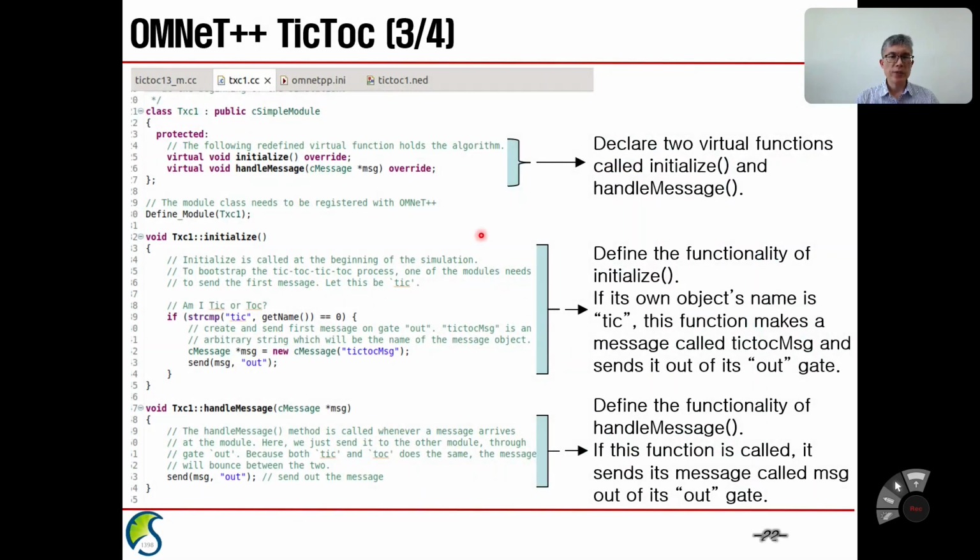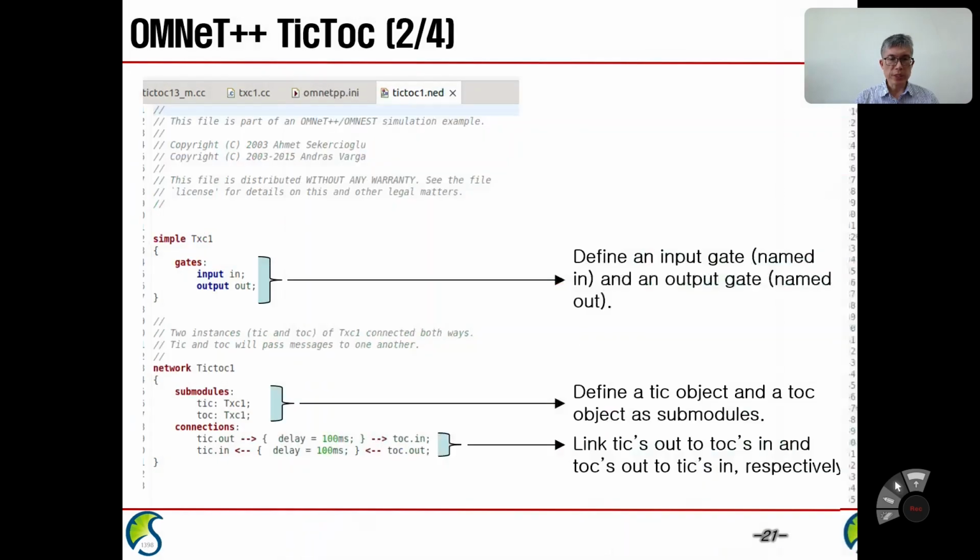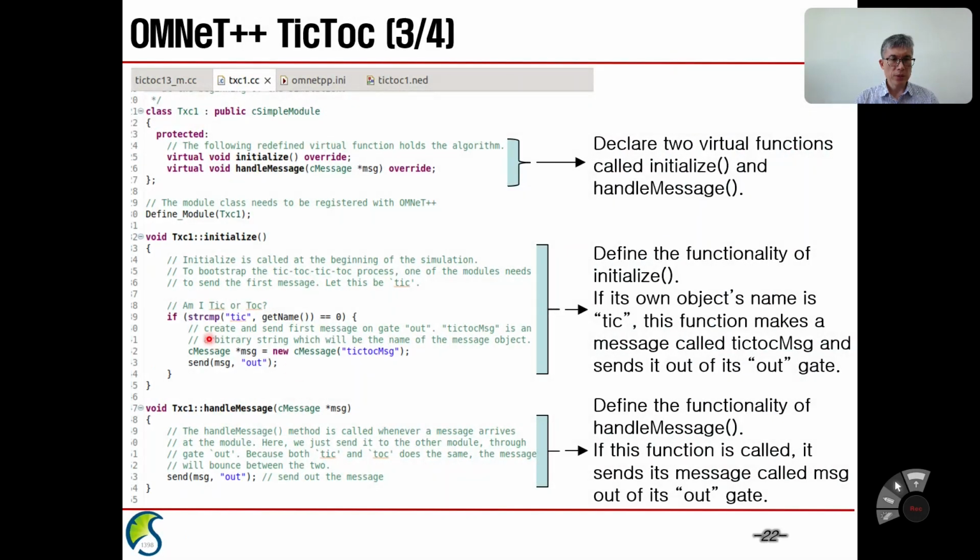After that, we define the virtual functions initialize and handleMessage here. Here, in initialize, we make the object. Tic and Toc are the module names. The simple module name is the same as the module name.